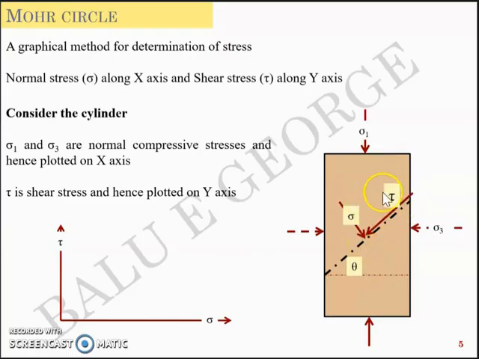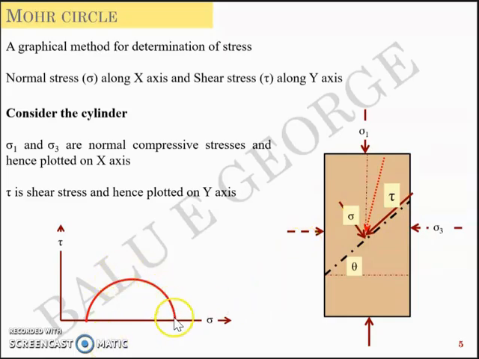So I have tau here, I have sigma here, I have sigma 1 and sigma 3 acting on the major and the minor principal planes respectively, and considering this inclined plane, I can have a resultant as well, which I've marked in the red color arrow. So the resultant R is a resultant of two force vectors tau and sigma.